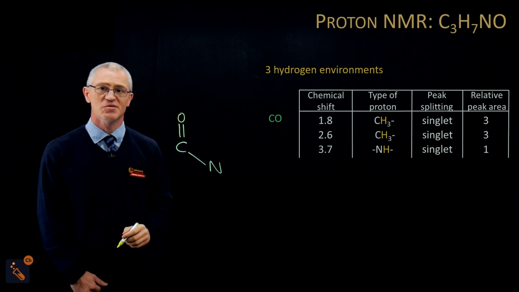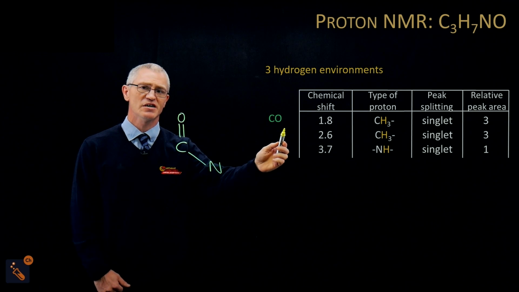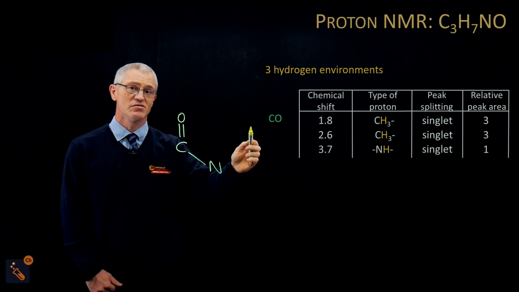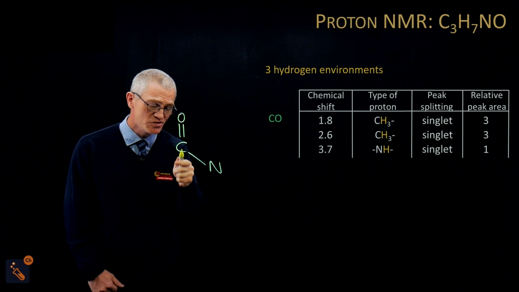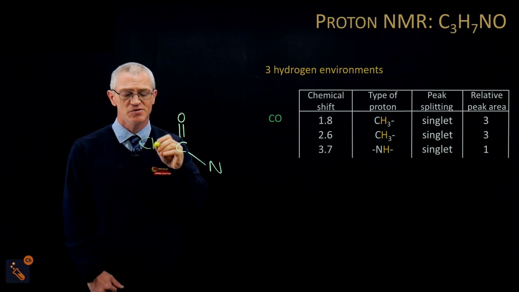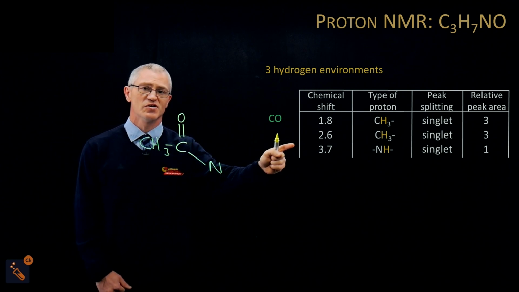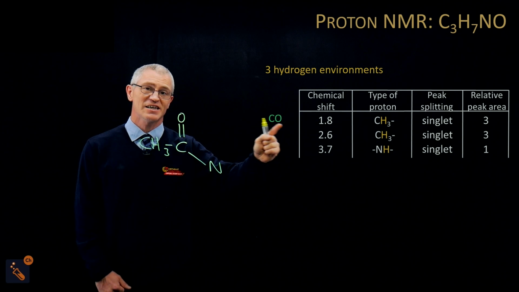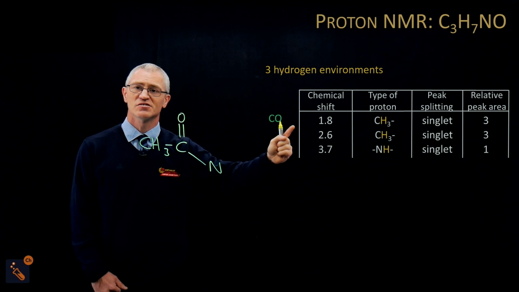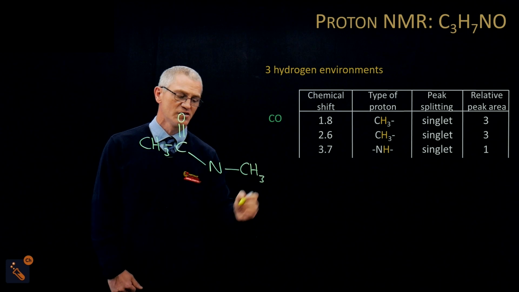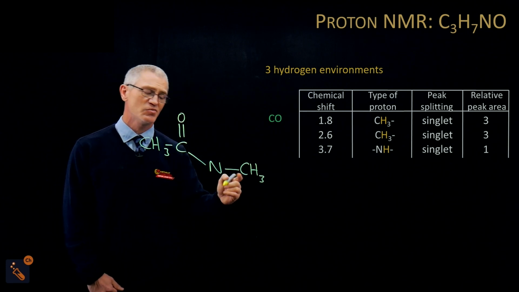So there's your amide. We know we've got a CH3 that is coming off a carbon with no hydrogens on. Well, the carbon with no hydrogens on is right here. So I'm going to put a CH3 here. We also know that we've got a methyl that again is next to a carbon with no hydrogens on, or could be next to the nitrogen because you can't peak split through a nitrogen. So I'm going to put my other CH3 here. Okay, and then we've got our NH.